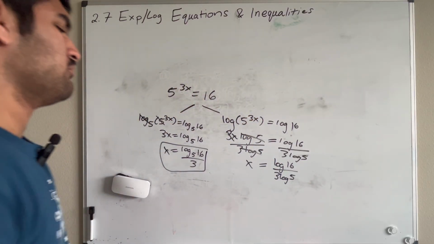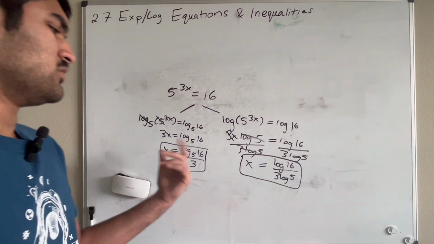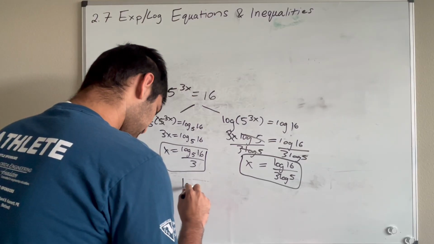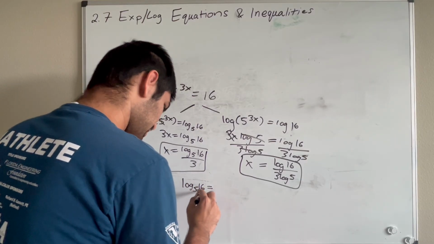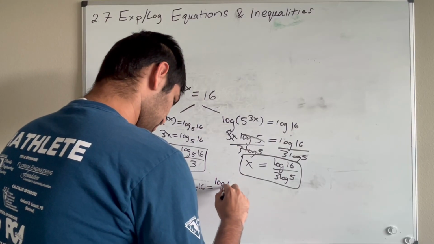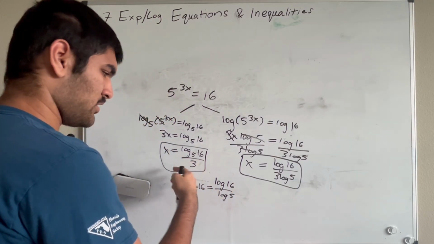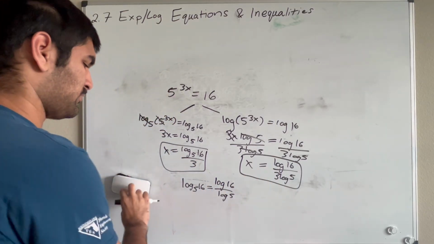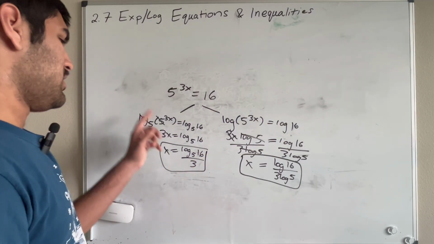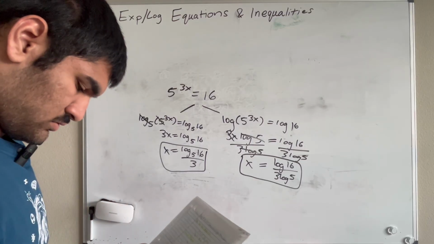And this is what I was referring to earlier when I said you get two answers that look different but are actually the same. Because if we look at log base 5 of 16, we can convert this to common log using change of base. So this is just equal to log of 16 over log of 5. And if you substitute that back into here, indeed you get this answer. So they're actually the same, just written in a different form. Both of these are the correct answer, and there's two different ways to solve this one. Okay, all right, good.